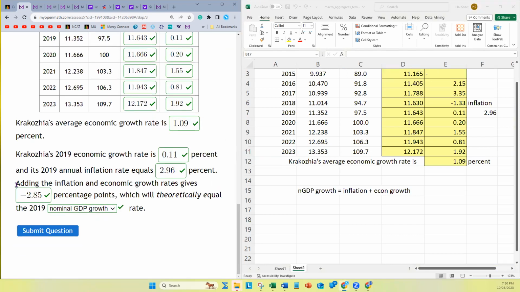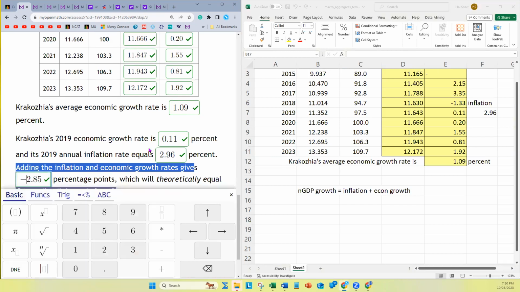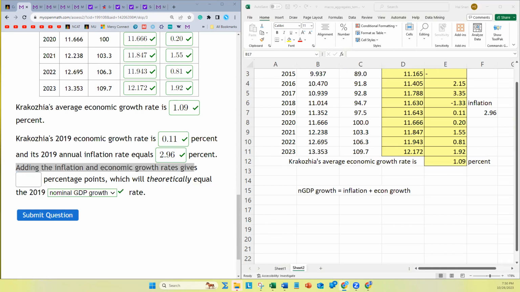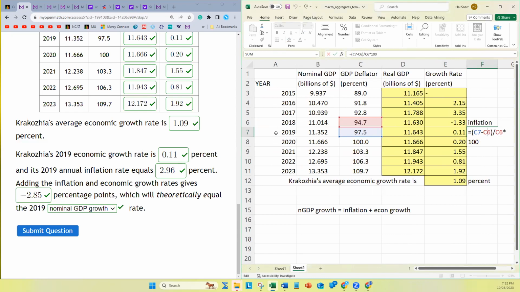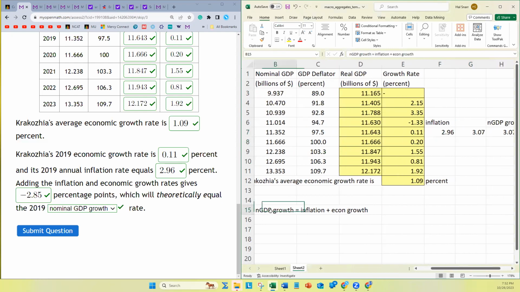Okay, now it says what? Adding the inflation and economic growth rates should be, change this. Okay, so again, the inflation rate is the percent change in the GDP deflator for the offending years, right? 2018 to 2019. So it is 97.5. It was 94.7. So you take that difference, you divide by 94.7, and you get an inflation rate of 2.96.